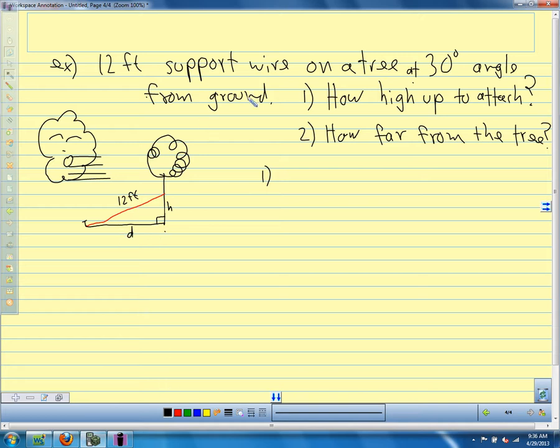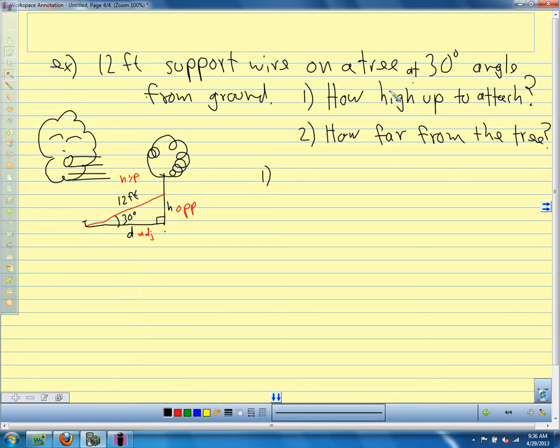And the problem I forgot to put, it tells us we have a 30-degree angle from the ground. So that's our 30-degree angle. 12 feet is always the hypotenuse. The long side is always the hypotenuse. H, is that the opposite or the adjacent side? Opposite. It's across the triangle from the 30-degree angle. So that leaves D for the adjacent side.